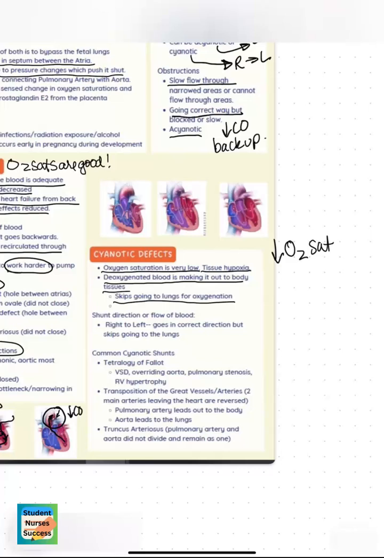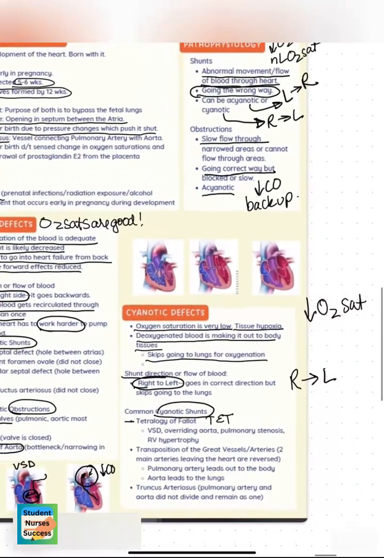In these particular cases, the shunt direction is a right to left shunt, meaning that it is skipping going to the lungs, and it's going from the right side of the body all the way to the left side and then out to the body without going through the lungs first. Common cyanotic defects include tetralogy of Fallot, also known as TET, transposition of the great vessels or the great arteries, or something called truncus arteriosus. These are much more complicated disorders.